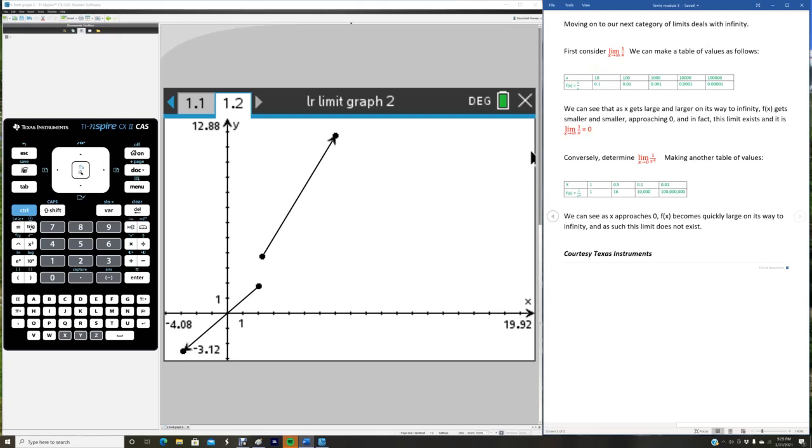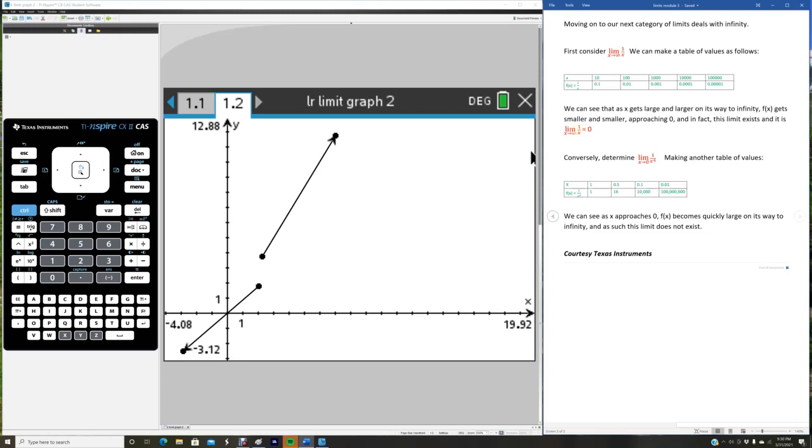Here we see that as we increase x from 10,000 to 100,000, the value of 1 over x gets increasingly small. In fact, as x gets larger and larger towards infinity, 1 over x gets smaller and smaller towards 0. So in fact, this limit exists and is simply the limit as x goes to infinity of 1 over x equals 0.